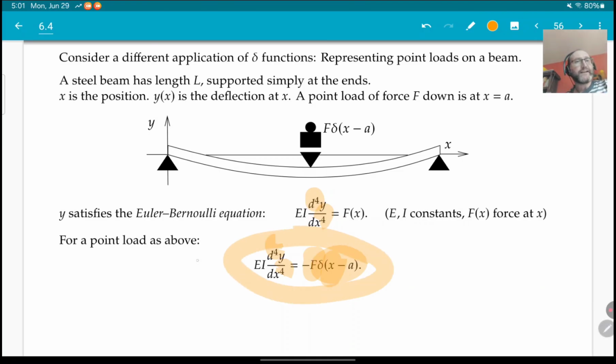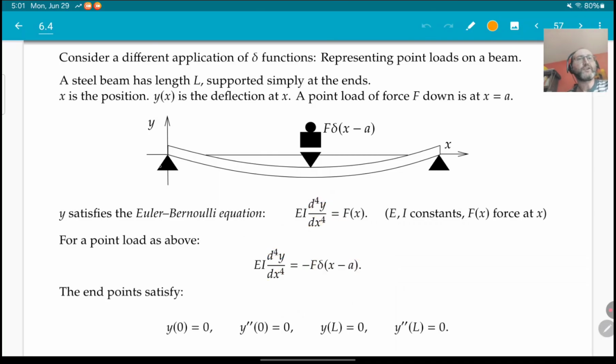We have this equation, and we also have the endpoint conditions from the simple support. Really, y at 0 is 0 and y at L is 0. Those are obvious, since the beam is fixed at the endpoints. Then we get two more, and because these are simply supported, y double prime is 0.